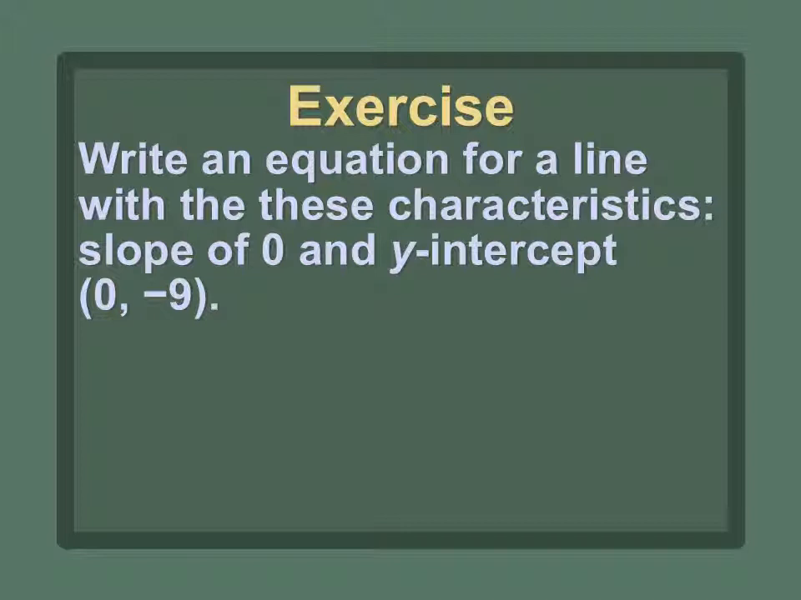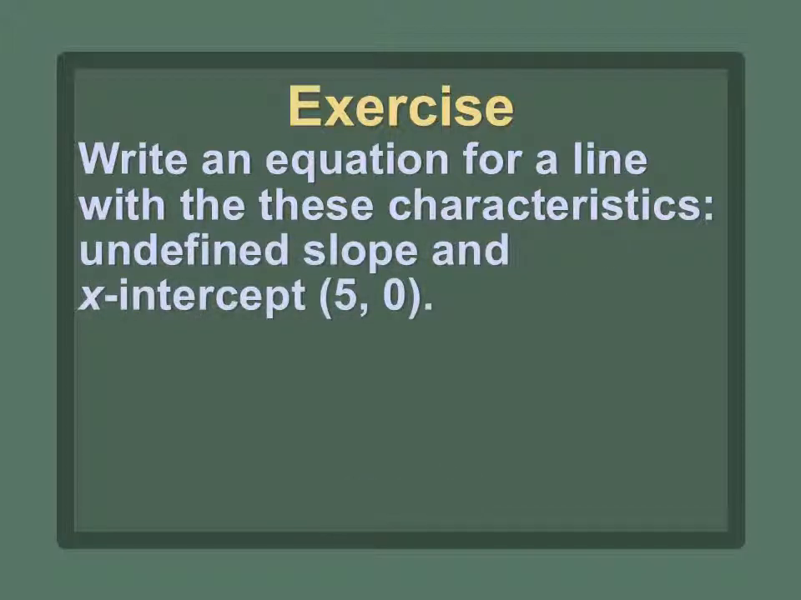What if we want a line with a slope of 0 and y-intercept (0, -9)? Well, that means that my m in front of x is 0. 0 times anything is 0, so that means it's not really there. So I just have that y-intercept, -9. So it'll look like this: y equals -9.